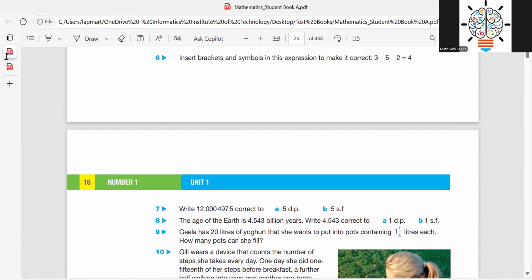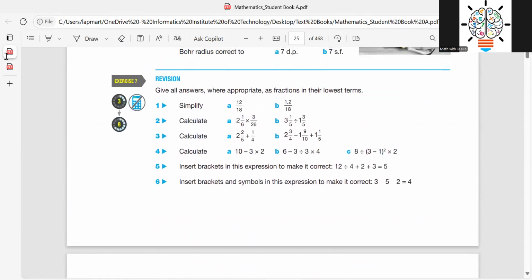Okay, children. So then today we learned about the significant figures and the decimal places and how we are correcting it to a particular significant figure or a decimal place. So based on that, you want to do exercise 7 and 7 star.